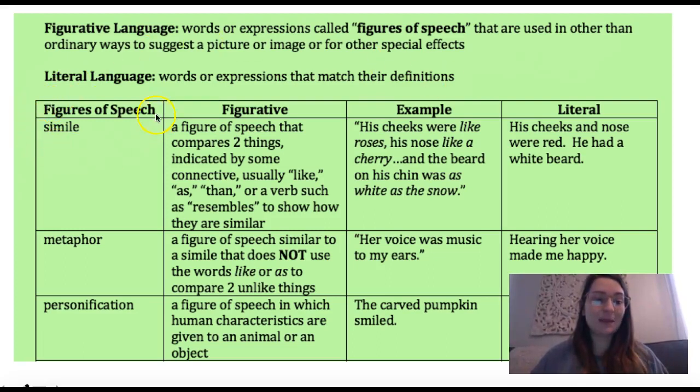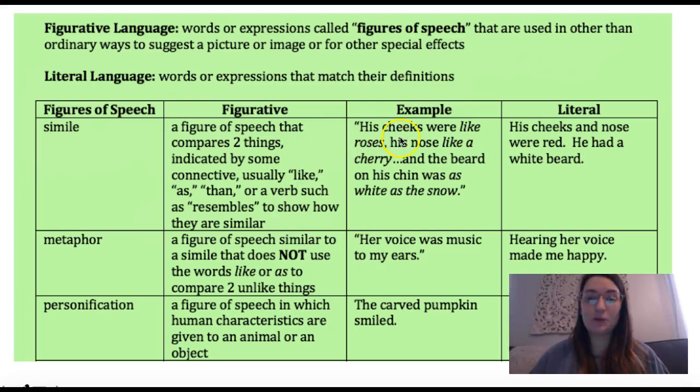Alright, so simile is our first type of figure of speech. The figurative meaning, a figure of speech that compares two things indicated by some connective, usually like or as, or than, or a verb such as resembles to show how similar they are. So usually when you see a simile, it's two things compared using the words like or as. That's the most common thing you're going to see.